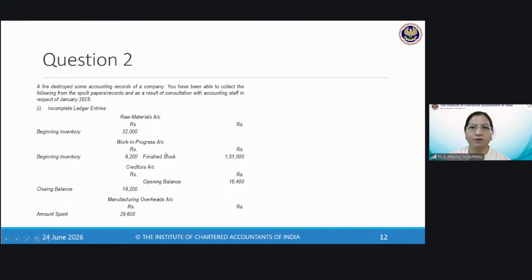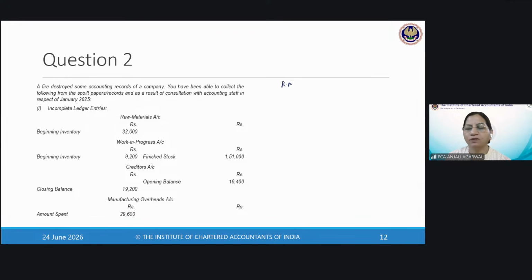Let's take one small question again on this. A fire destroyed some accounting records of a company, and you've been able to collect the following information from the records as a result of consultation with the accounting staff. So incomplete ledger entries are there for raw material, work in progress, creditors, and manufacturing overheads. So let's prepare all the accounts.